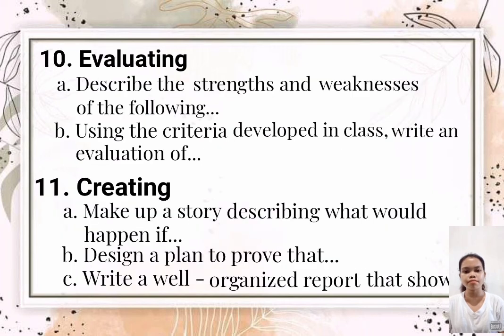Number 10. Evaluating. Describe the strengths and weaknesses of the following. Using the criteria developed in class, write an evaluation of. Number 11. Creating. Make up a story describing what would happen if. Describe a plan, prove that. Write a well-organized report that shows.